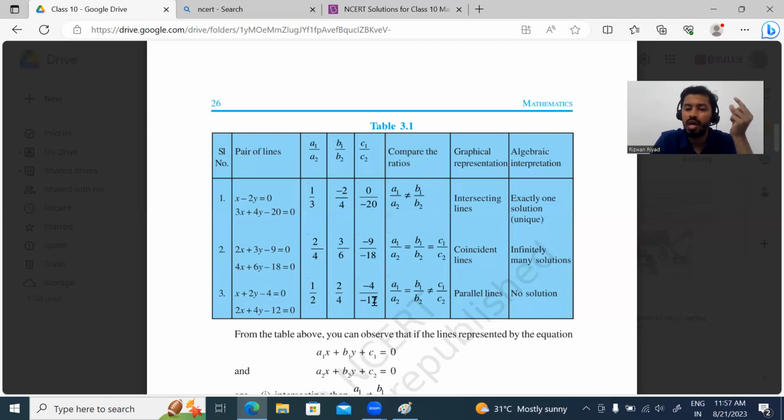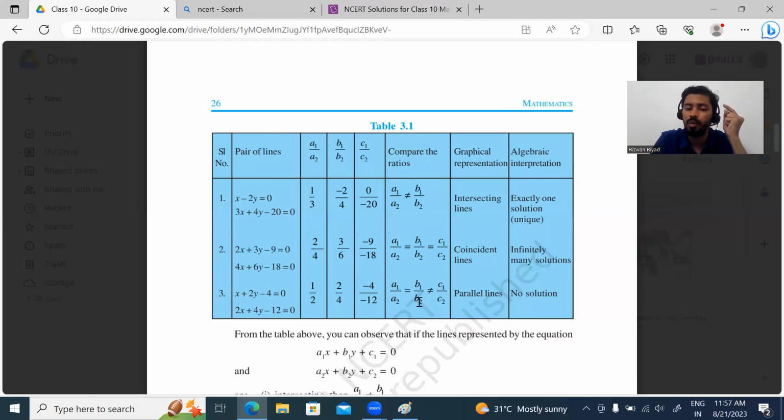Now what about C1 by C2? That is different. It's minus 4 by minus 12. That is 4 by 12. 4 by 12 is 1 by 3. Its equivalent fraction in simplest form is 1 by 3. It's different from 1 by 2, and it's different from 2 by 4. So it is not equal to C1 by C2.